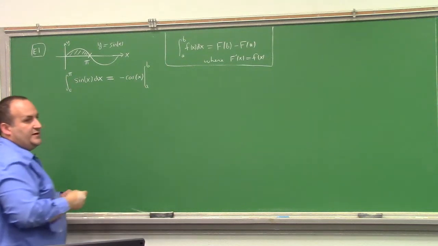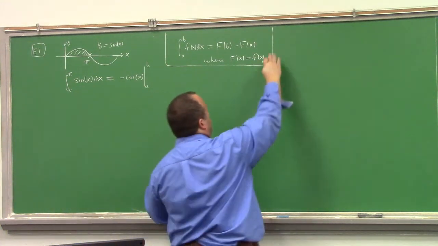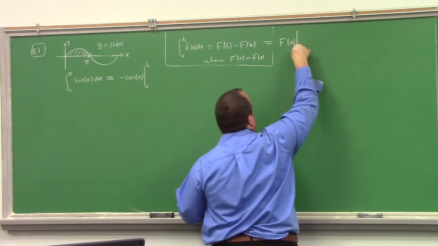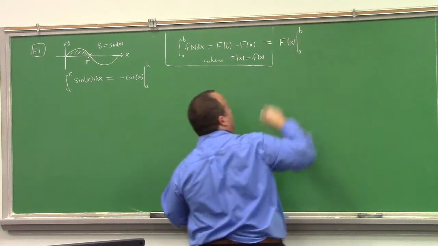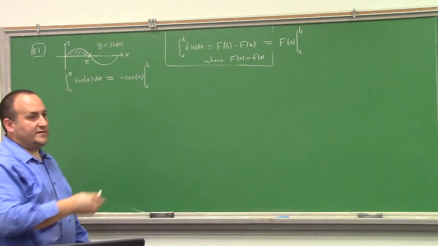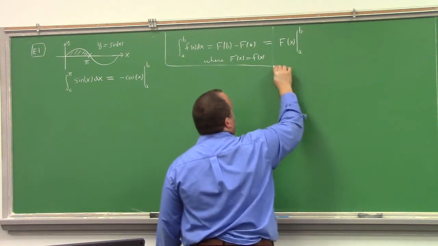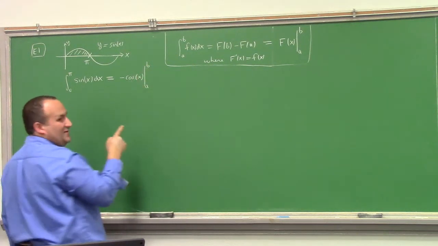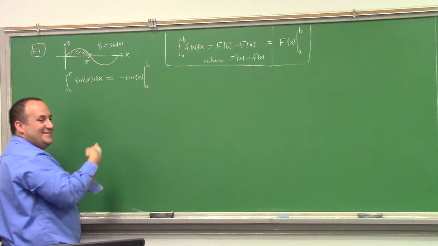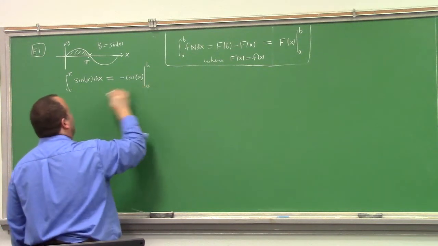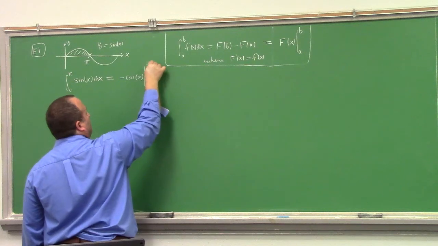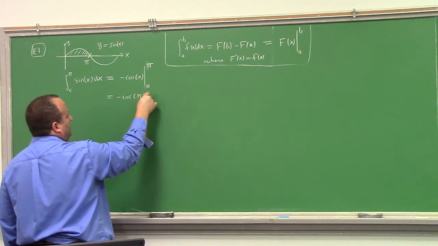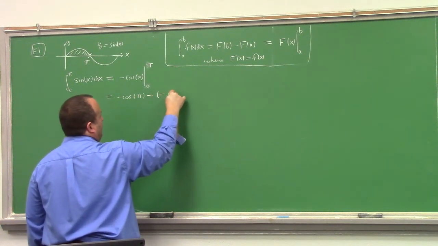Aha, I've just introduced a new notation. So by the way, this difference, a way you can denote that is big F of x evaluated from a to b. See that? This is the integration evaluation bar. This notation is just a shorthand for this difference. So when I write minus cosine of x from a to b, what's my a? A is 0. My b is pi. All right? So we've got minus cosine of pi minus, minus cosine of 0.